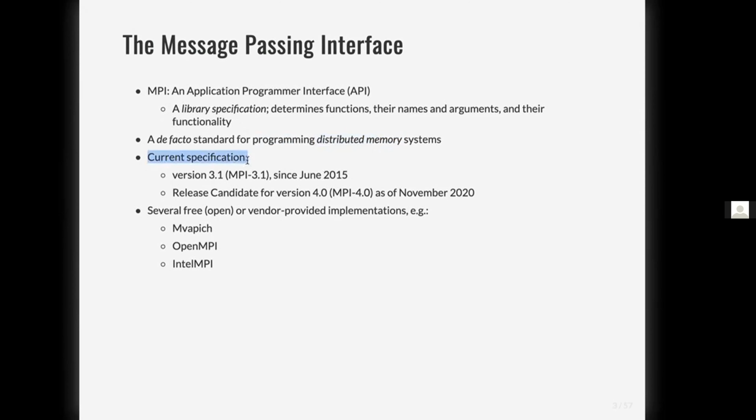Just for your information, the current specification is MPI 3.1. This is already more than 5 years old, and there's a new version coming up, but most things have not changed, only some details. There's a release candidate for MPI 4 as of November 2020.